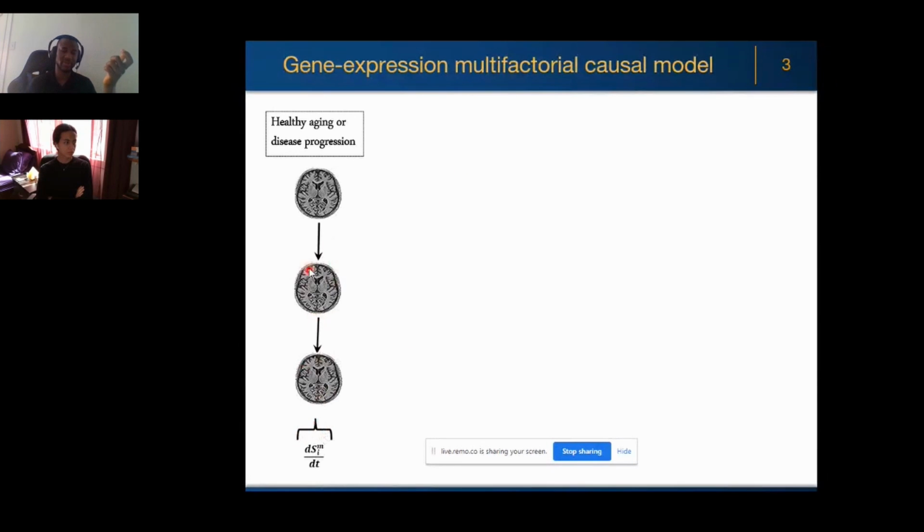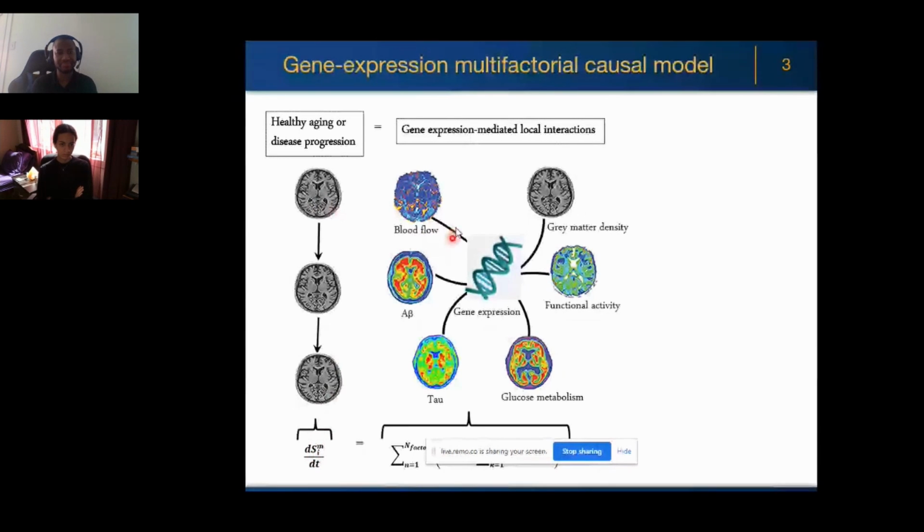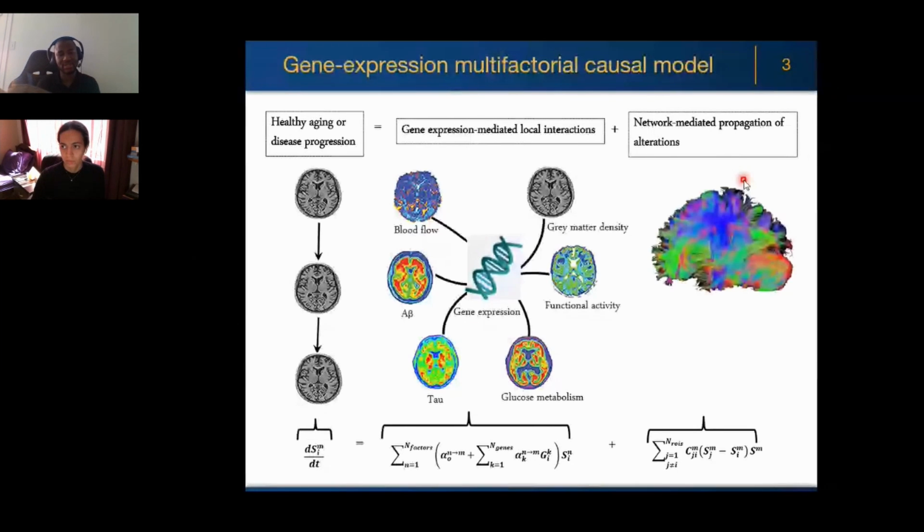If you look at the macroscopic factors and their changes over time, either due to healthy aging or due to Alzheimer's disease progression, we say that these changes are caused by the interactions between different macroscopic factors as defined by the imaging modalities. And we believe that these interactions are modulated by gene expression in a particular brain region, and of course also by the alterations in these macroscopic factors coming from other brain regions.